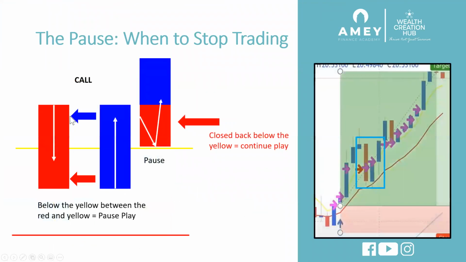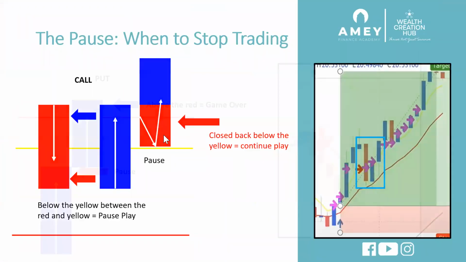Similar thing with the call. Between the yellow and the red, if it closes between them, you pause. You wait for it to close outside again to restart the play, and you wait for it to touch there and go to the yellow and so forth. So you can see here, you have a pause play. The candle pulled back between the two, we paused, wait for it to come back up, it's outside the yellow, great. We can then go for the new play, simple.